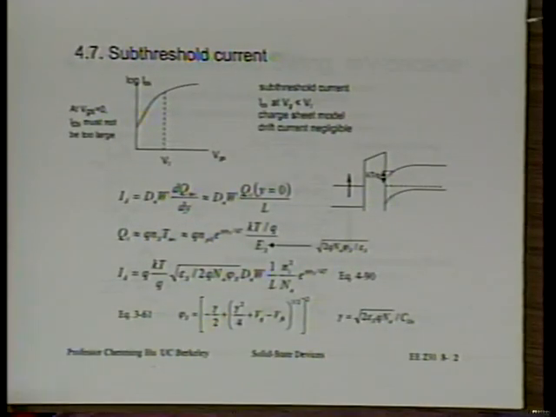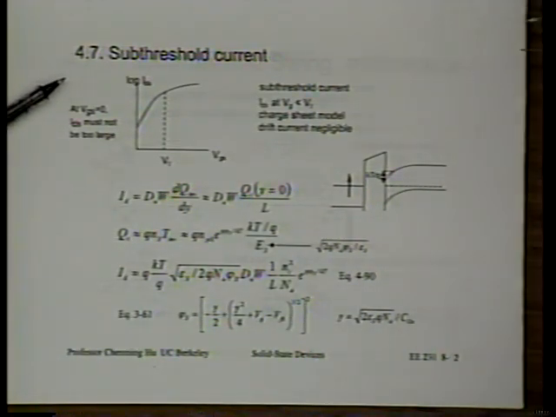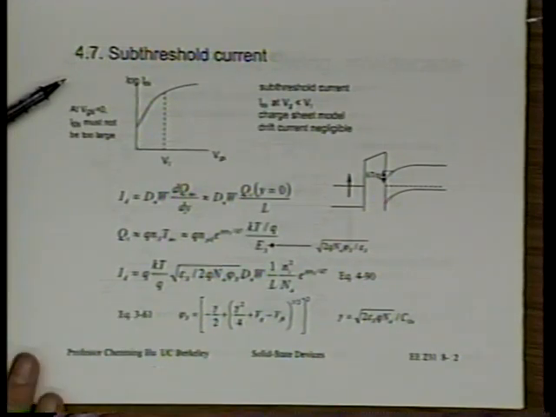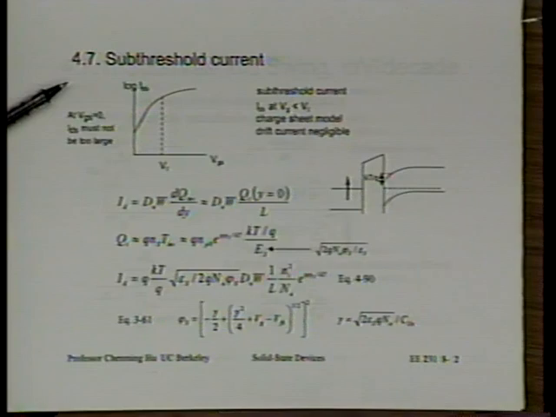New section. I think this is close to the end of chapter 4. It is 4.7, subthreshold current. Now, subthreshold current is a term I think we have actually brought up in this course, and you probably have heard it before.